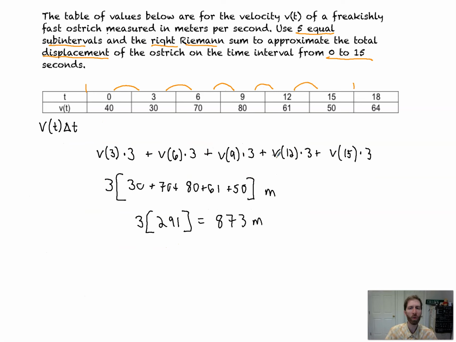So we don't know whether one's an under or overshoot, because we don't know if the curve's going up or down the whole time. But we know that these values are estimating the displacement of that freakishly fast ostrich. So what's coming up next?